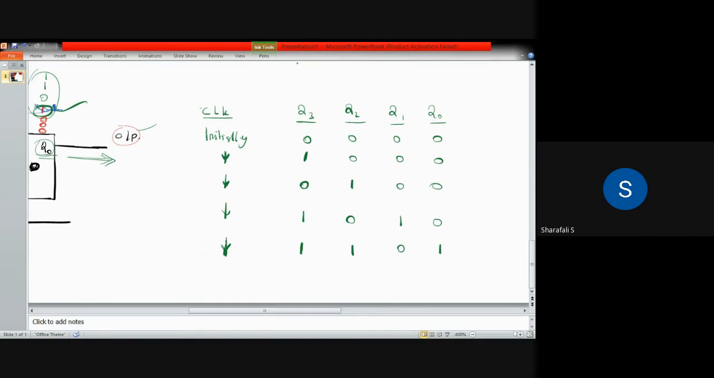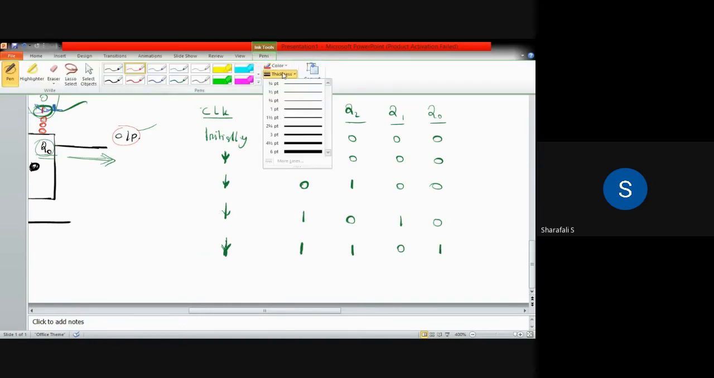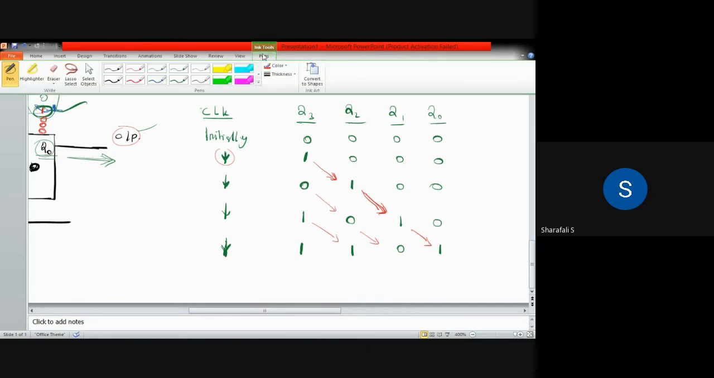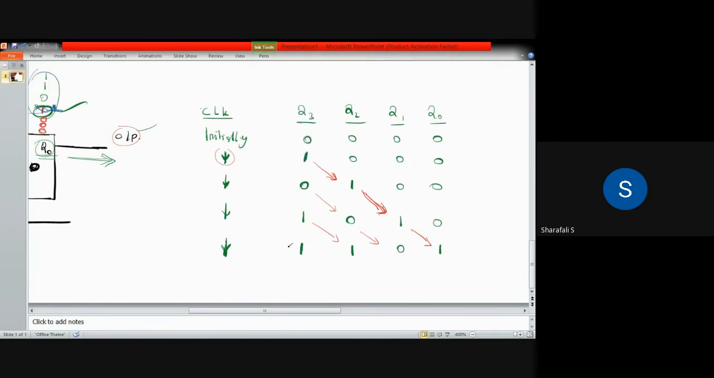So basically you can see a right shift here. This one is shifting with each of these clock pulse triggerings, shifting towards the right. Similarly, all other values also you can see shifting with this clock pulse. Now your data is stored. Within this fourth trigger, your data is stored as 1101.